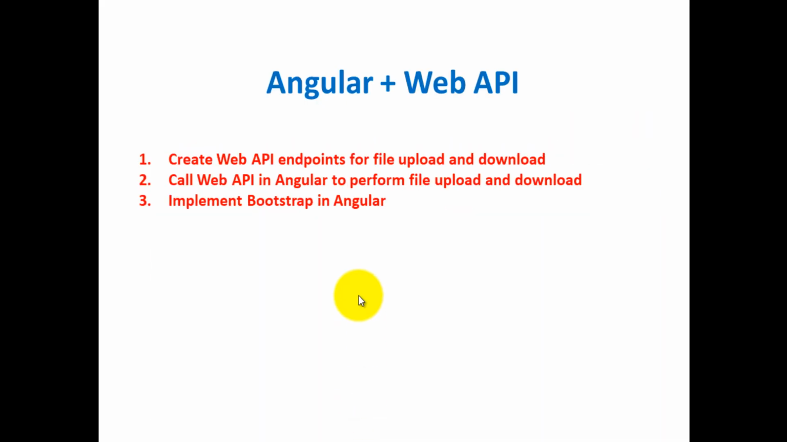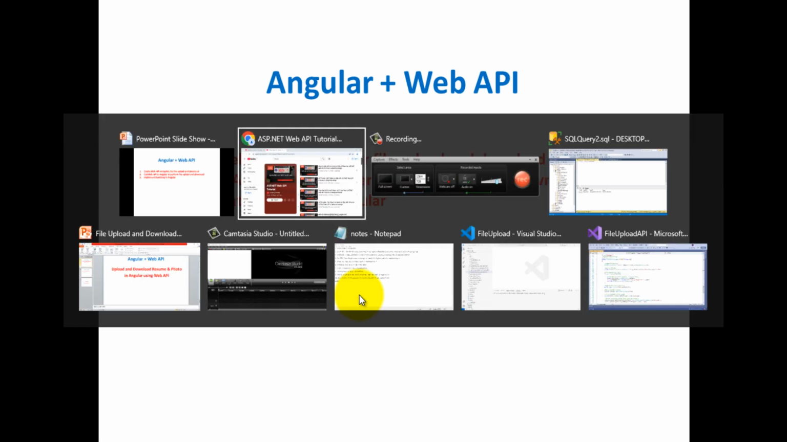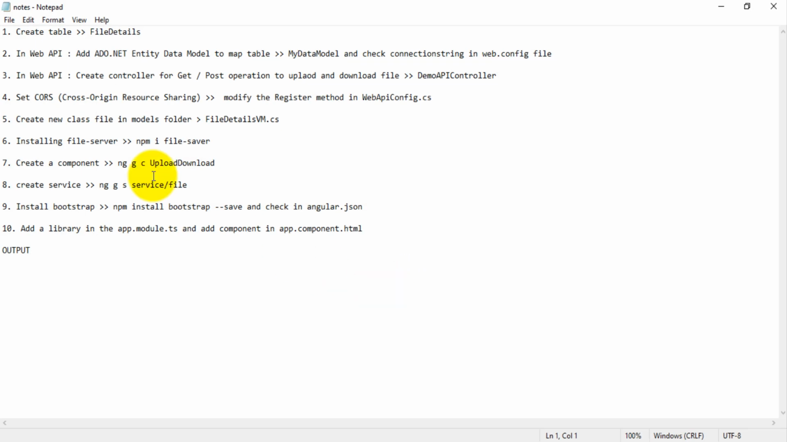So guys, in this video I'll show you how to create Web API endpoints for file upload and download, and call Web API in Angular to perform file upload download operation, and implement Bootstrap for responsive design in Angular. So guys, here I have created one notes for that. So step by step process I have mentioned. So step one is we need to create a table called file details.